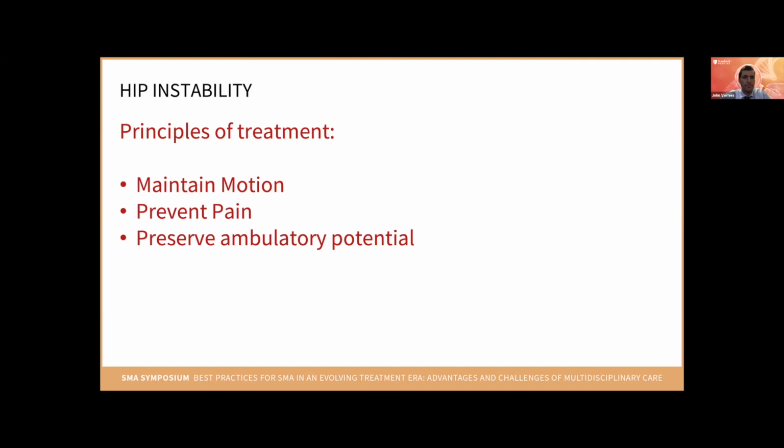So what are the principles of treatment for hip instability? A lot of this we borrow from treatment of other neuromuscular conditions, and some of it doesn't apply perfectly to SMA. In general, as orthopedists, we're trying to maintain motion of the hip. This is for walking, but also for seating posture and for hygiene. We want to prevent pain. And if there is ambulatory potential, we want to preserve that as best we can.